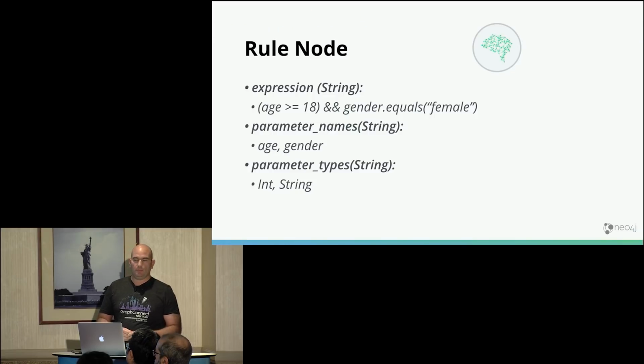So here's a bit of a zoom in on what the rule node looks like. Right? We have an expression that says, hey, you have to be over 18, and the gender is female, or whatever that expression can be. It could be anything, as long as you can express it in code. In this case, it's Java. The rule node needs to know what kind of parameters it's dealing with. So in this case, we have age and gender as the two parameters we care about. And then we need to know what type of parameters these are. One's an integer, one's a string. You can throw an array. You can do whatever you want with it. But we kind of need to know what's there. And I'll explain why in a second.